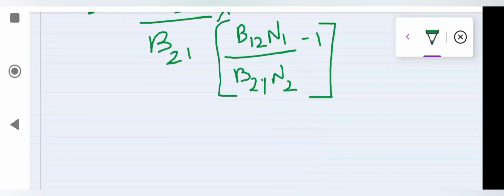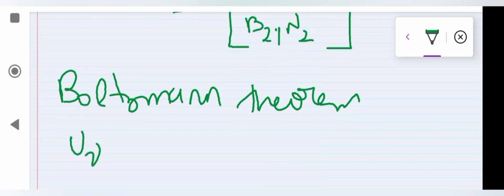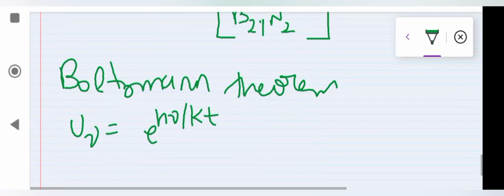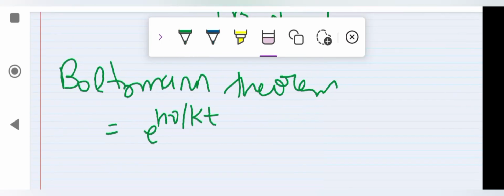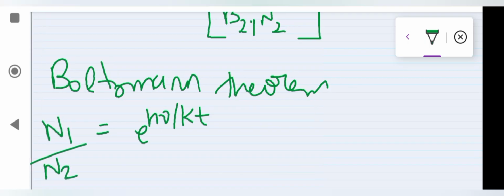And then there is the Boltzmann theorem. This is not part of the derivation, or rather it is part of the derivation, but not something you've derived from somewhere. The Boltzmann theorem, which we're using here, is u nu equals e power h nu by kt. Okay, so sorry, one small mistake has happened. This is not u nu, this is n1 by n2. n1 by n2 is equal to e power this one.